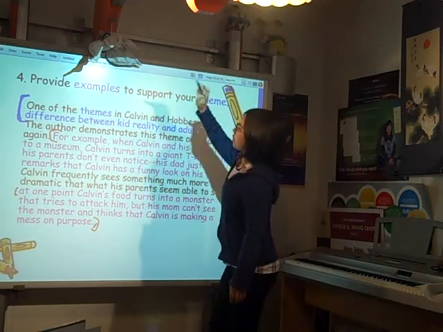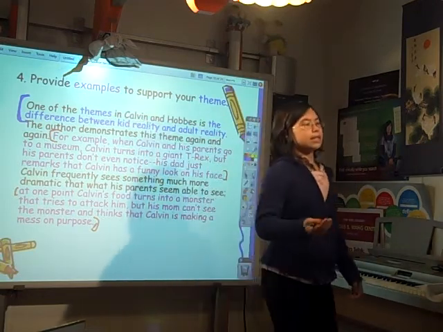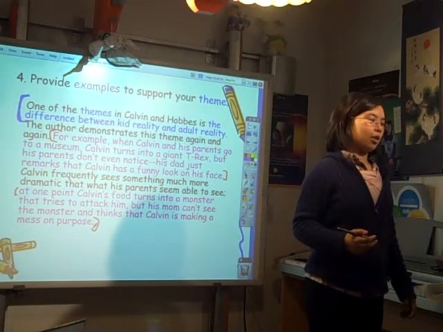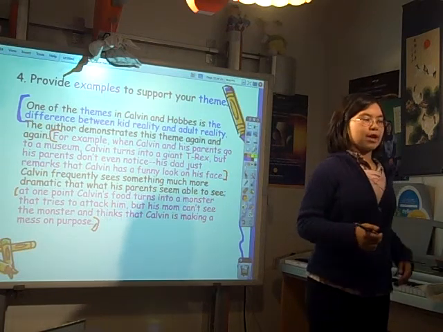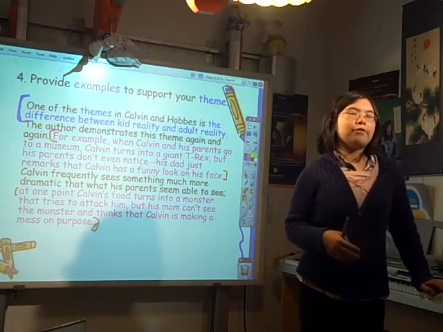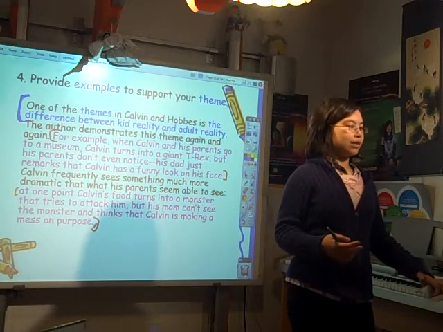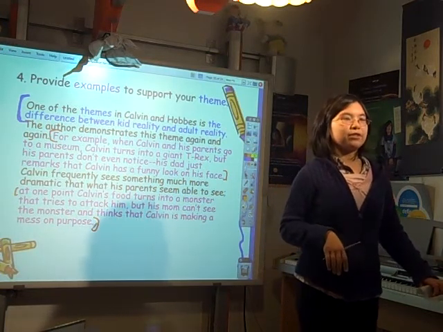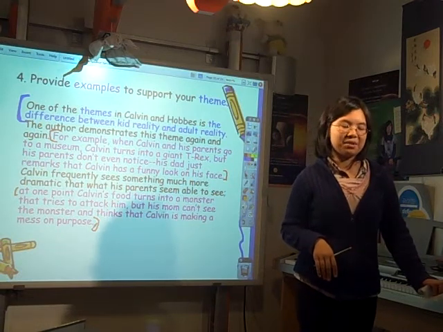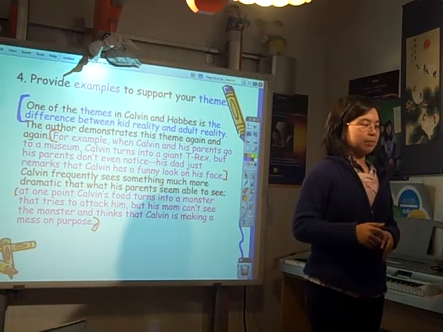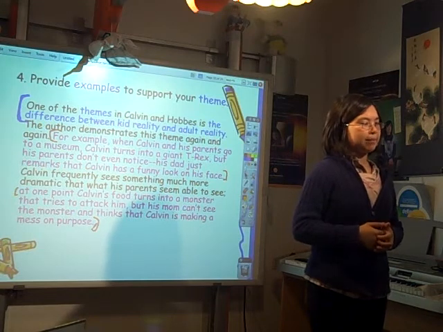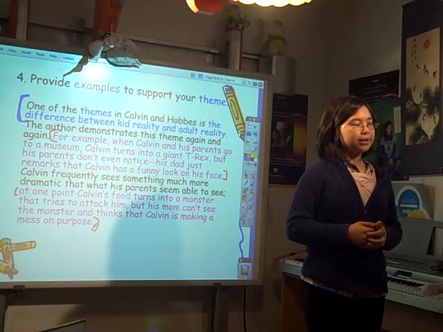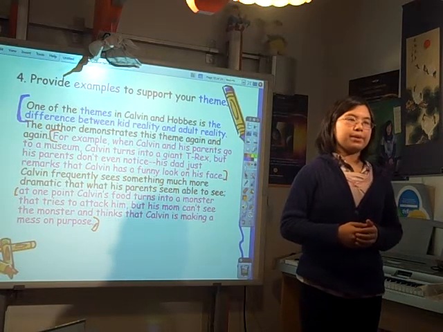You want to state your theme. One of the themes in Sense and Sensibility is the danger of following your heart. The author demonstrates his theme again and again, or whatever. For example, when Marianne falls in love with Willoughby, she is later hurt because he leaves her for, well, it's romance, okay, leaves her for someone else. So I'd use that example. And then I might add another example that would show the danger of following her heart.